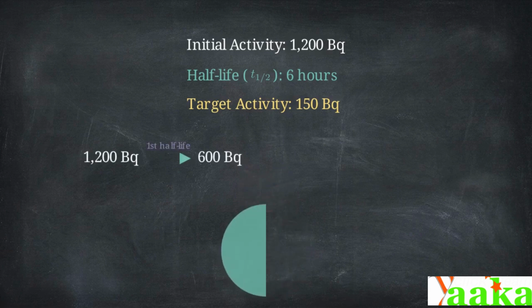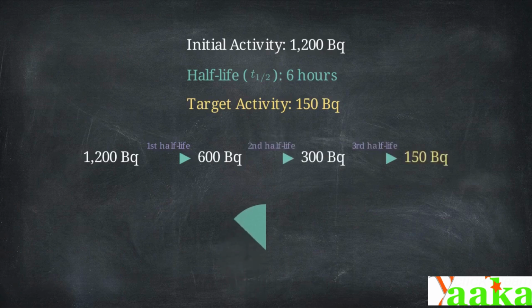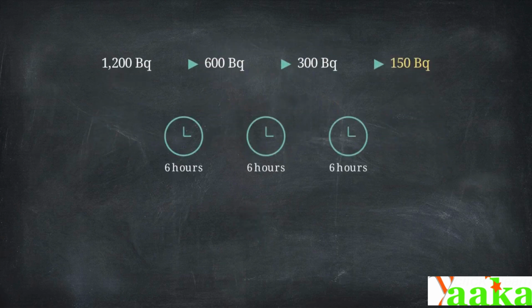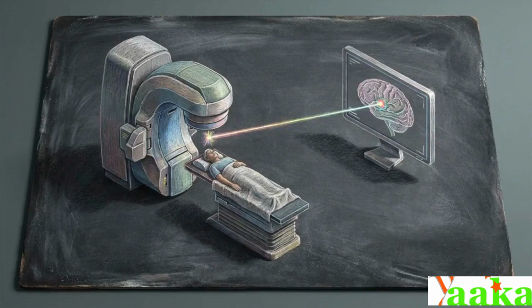The activity halves from 1,200 to 600, then to 300, and finally to 150. That is 3 complete half-lives. 3 multiplied by 6 hours gives us exactly 18 hours. By calculating precise decay constants and half-lives, medical physicists can deliver exact doses of radiation to target tumors without causing excessive tissue damage.